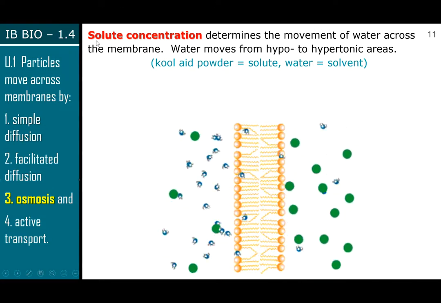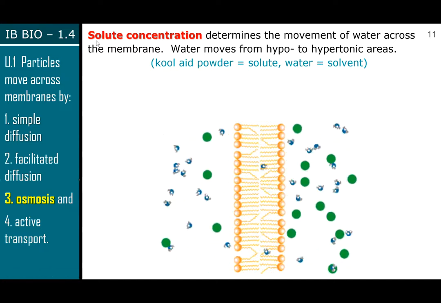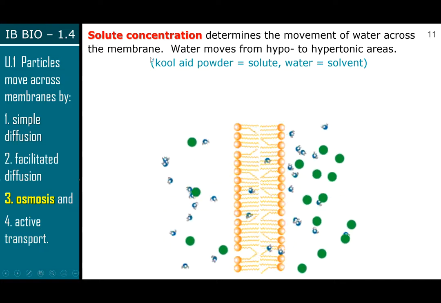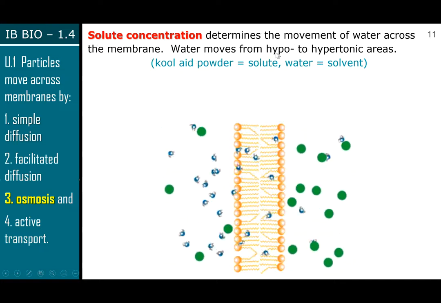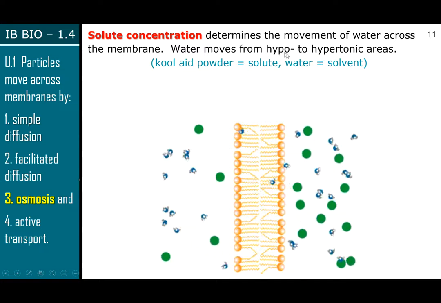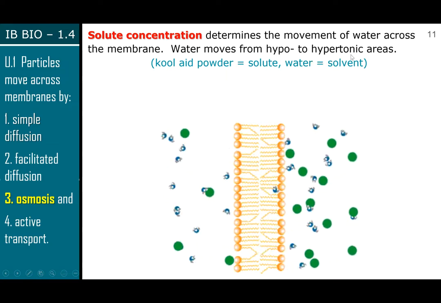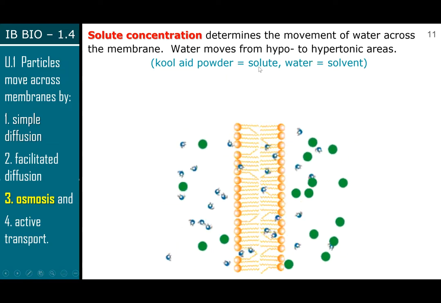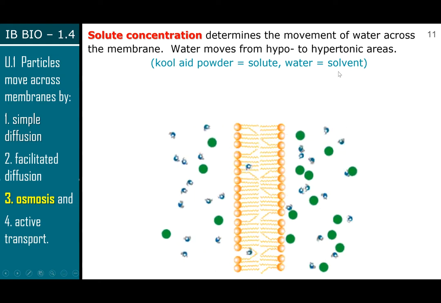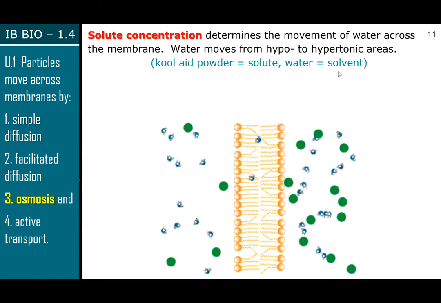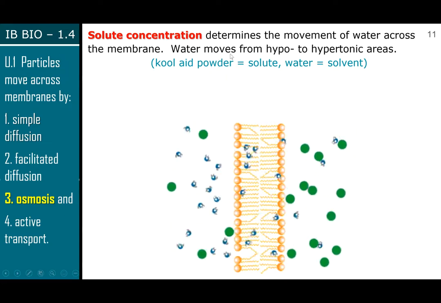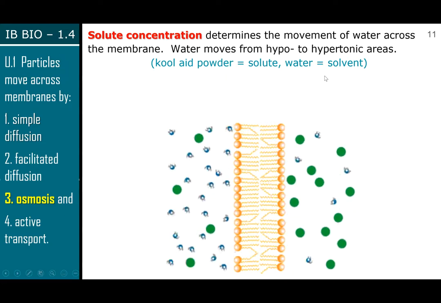So we're going to be using the words solvent and solute. And just as a refresher, solute concentration determines the movement of water across the membrane. Water moves from hypo to hypertonic areas. Now, when we say hypo and hypertonic, we're talking about the solute, right? So I use the example of Kool-Aid powder and water, or Crystal Light, or whatever powdered flavor drink that you like, right? So the Kool-Aid powder would be the solute and water is always the solvent.